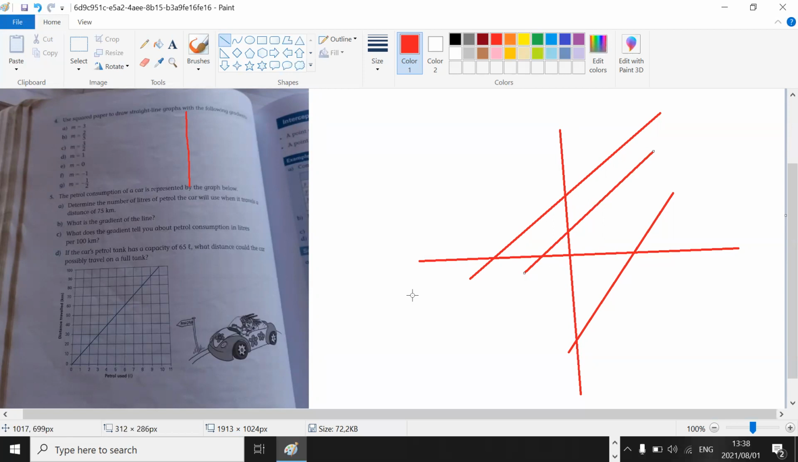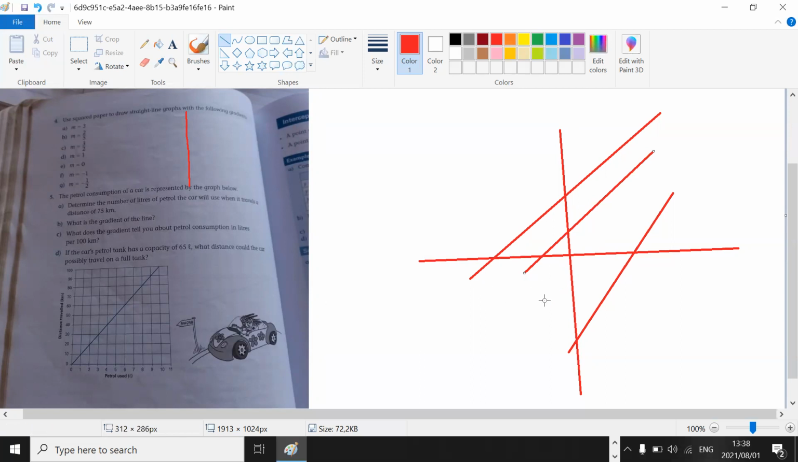Do we draw all of them in one graph? Not really. You can draw them in separate graphs, because they did not specify here that you must draw them in the same set of axes. So draw them in separate graphs. Okay. All right, then we go to number D.